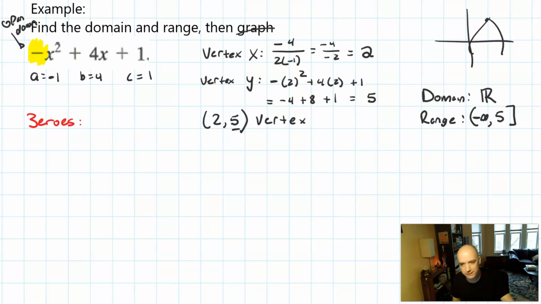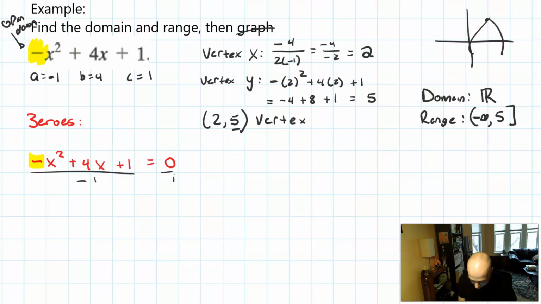You could use the quadratic formula here. And if you want to use that, cool, go right ahead. I like to use the completing the square process. So to find the zeros, I'm going to first set this equal to 0. And completing the square works a lot better when you have a coefficient of 1, not negative 1. So you really want to get all the coefficients off. I'm going to divide by negative 1 everywhere.